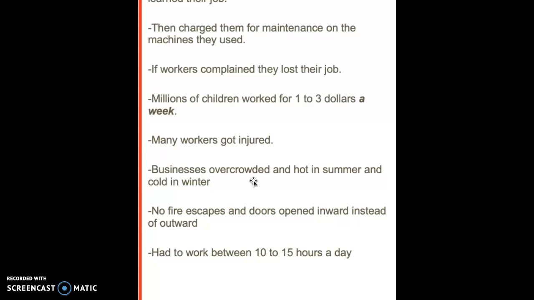And fire safety was a huge concern. There were no fire escapes in most places. Doors opened inward instead of outward, and we'll talk a little bit about why that's such a big thing. And most of the time they had to work anywhere between 10 to 15 hours a day, sometimes a little bit longer. But essentially, if you think about any day and how much daylight we have, that's when they would work, from daylight, sun up to sundown.